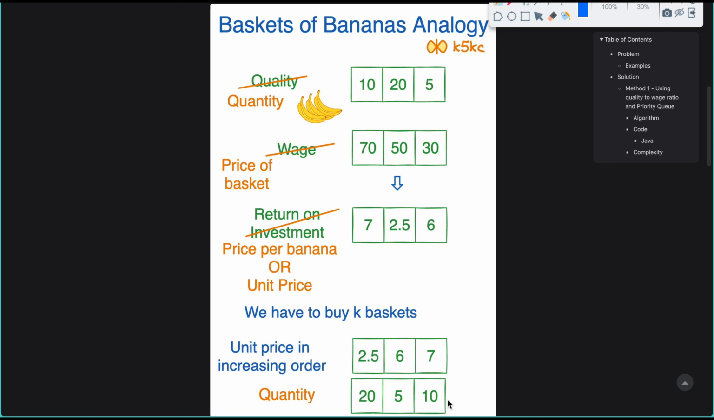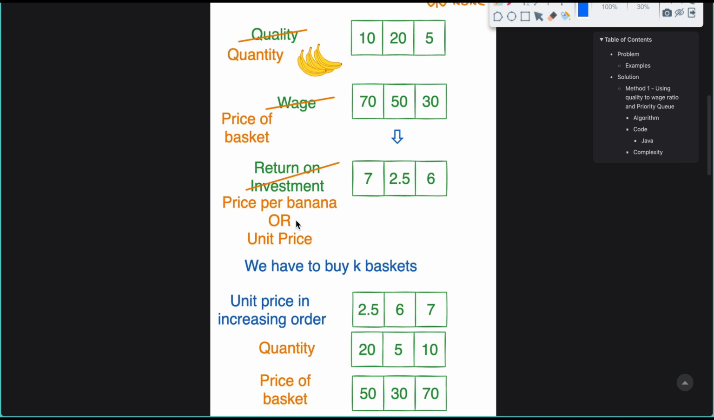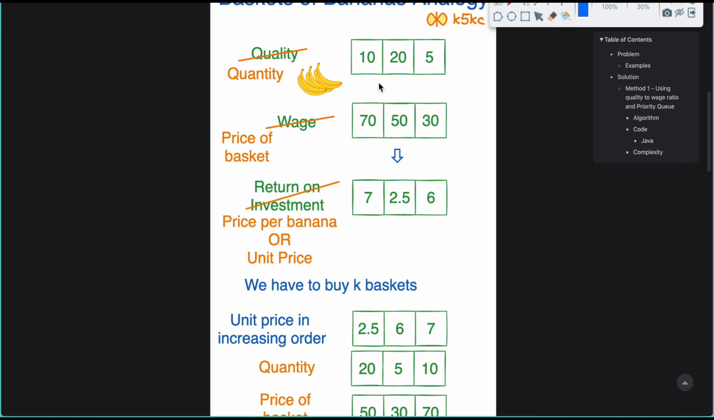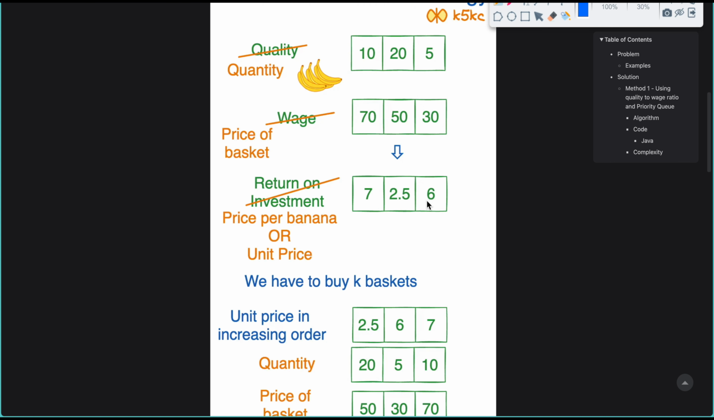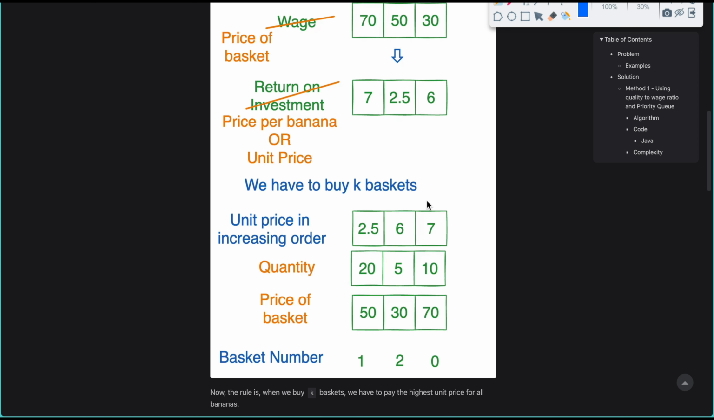Now suppose that we have baskets of bananas with 10 bananas, 20 bananas and 5 bananas, and the price of these baskets is 70 for the first basket, 50 for the second basket, and 30 for the third basket. Then we can see that the price per banana, or the unit price, in basket 1 will be 7, in basket 2 will be 2.5, and in basket 3 it will be 6. And now we have to buy K baskets, right?